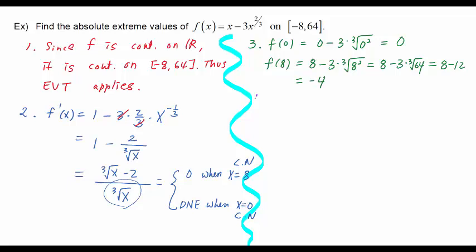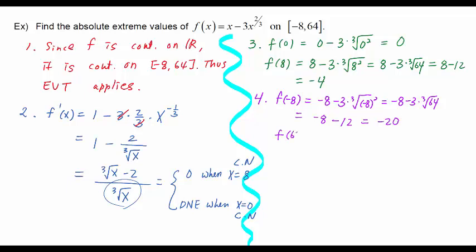Now I'm going to evaluate the function value at each of the endpoints. f of negative 8 is negative 8 minus 3 times the cube root of negative 8 squared, which is negative 8 minus 3 times the cube root of 64, which is equal to negative 8 minus 3 times 4, which is 12, so you get negative 20.